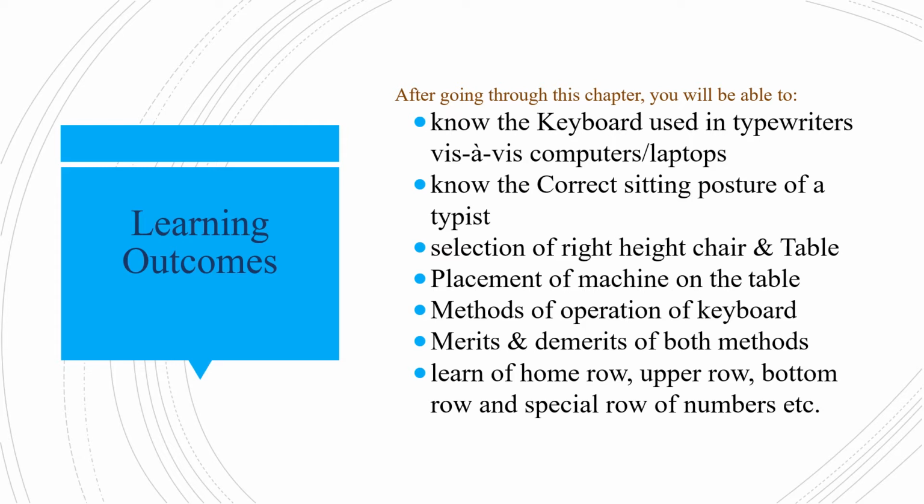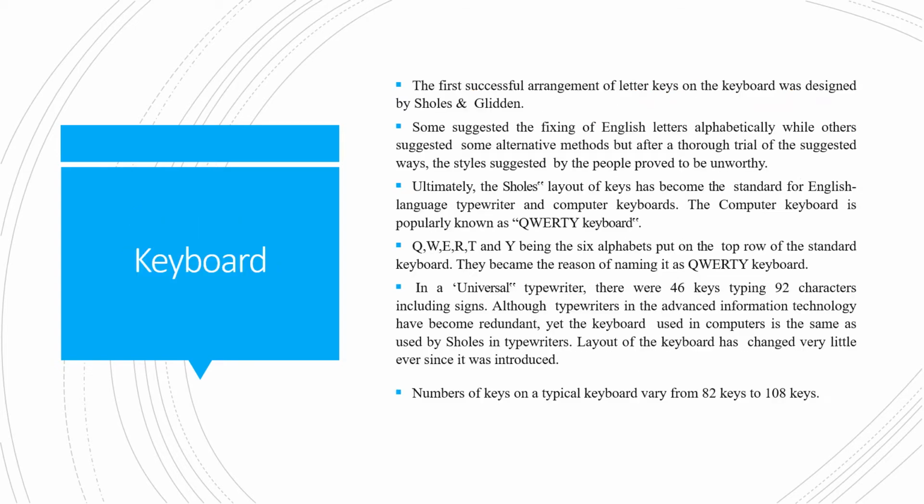Third, how to select the right height of chair and table, and how to place the machine in front of you on the table. What are the operations of using the keyboard? What are the merits and demerits of both methods? And how to learn typing on the home row, upper row, bottom row, and special row. It means you will learn the typing procedure, and how a typist can do better typing with accurate typing technology.